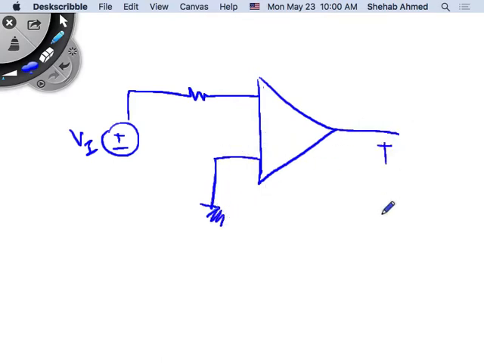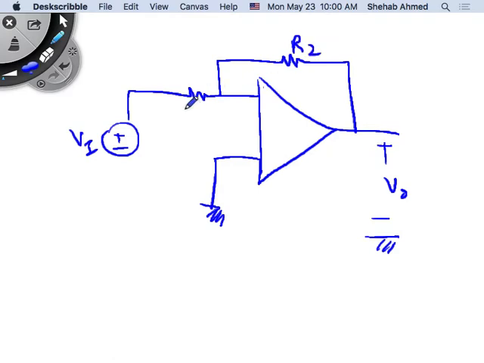This is the output. This is R2. This is R1. This is VI. Plus minus. So what Sheikh is suggesting is, V output is equal to what? This is the voltage you want, right? So how would you suggest? I did the node that's between R1 and R2.